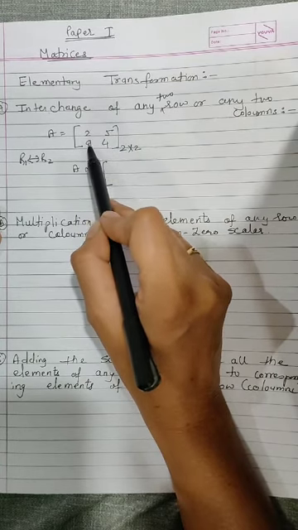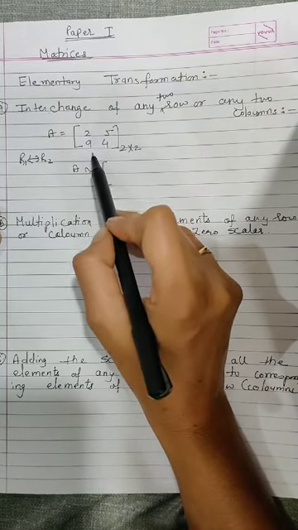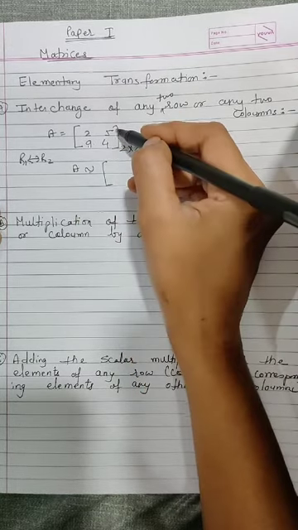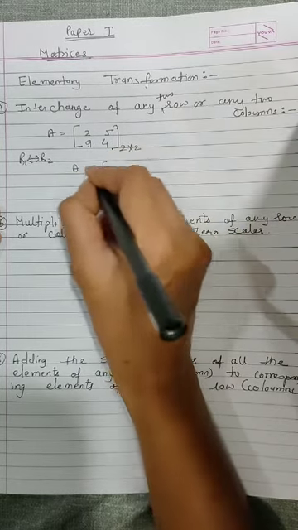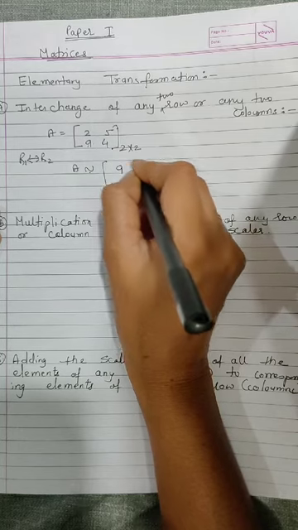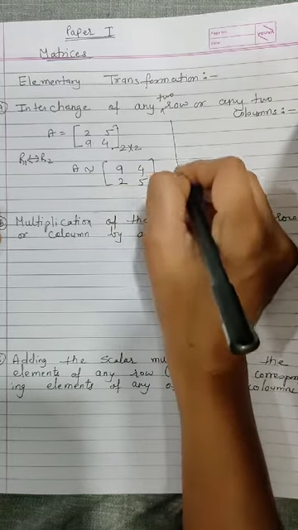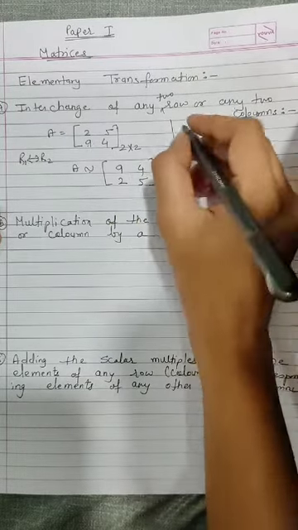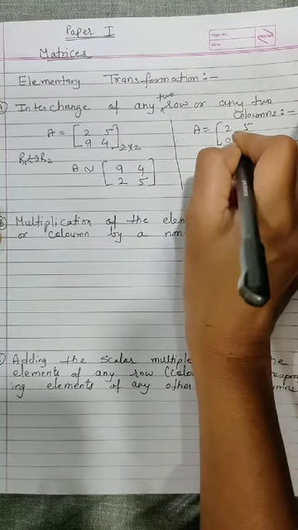Now R1 changes to R2, R2 changes to R1 means corresponding elements you have to change. So that 2 will become 9, 9 will become 2. So first row changes to second row and second changes to first. So this A will change to, second row means 9, 4, so it will become first row. So 9, 4 and 2, 5. Okay students. So in this way interchange of any two rows, interchange of any two columns. Suppose we have this same matrix 2, 5, 9, 4.